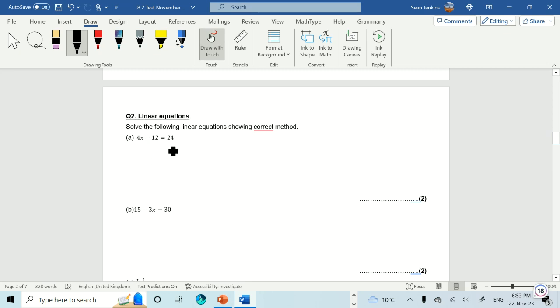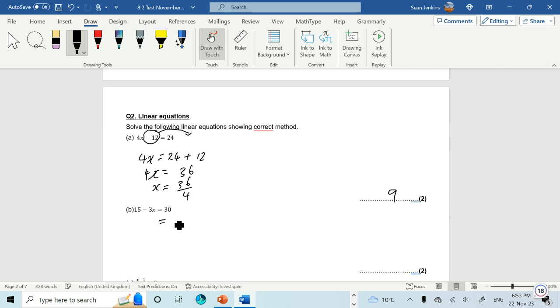So we've got, using the juggling method, I'm going to take the minus 12 from the left hand side of the equal sign to the right hand side. So I've got 24 plus 12 is equal to 4x. Keep him on that side. So that gives me 4x, or 4 times a number, is equal to 36. Inverse of multiplication is division. 36 divided by 4, and that gives me 9.